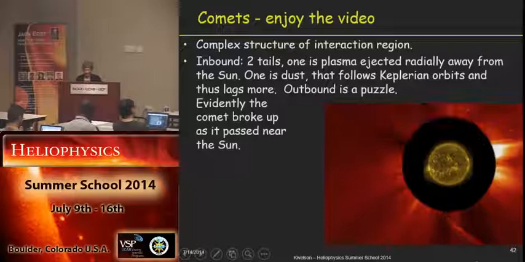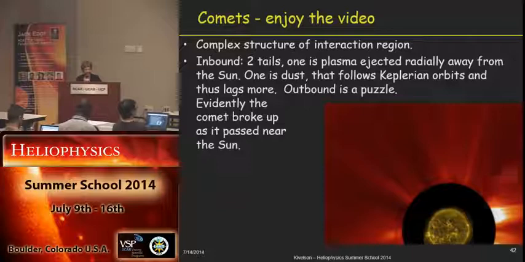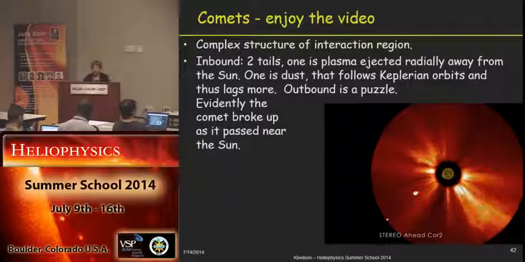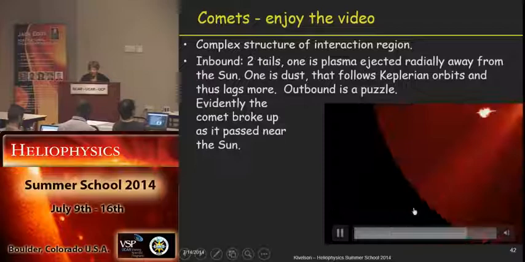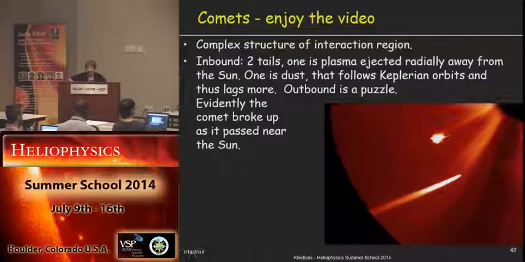Somehow in this wavelength, it doesn't show the two tails. But the important things for the interaction issue are that, oh, this is stereo. This is stereo ahead, so it is seeing it coming in from the other side. I don't know if you caught it coming in from the side, from the lower. Here it comes. So what you can see is that the region of interaction at a comet goes on forever.